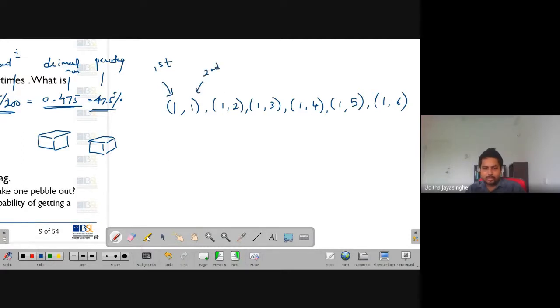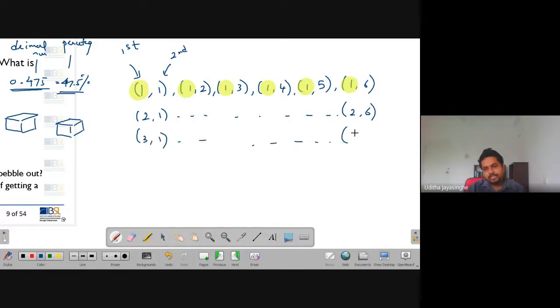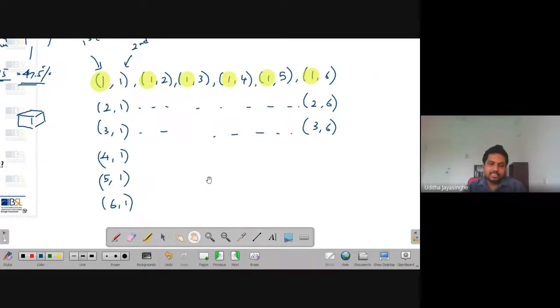See, the first dice, I'm going to lock it here. I'm going to lock it with 1. Fine. Now you can think something like this. If I lock the first dice again to number 2, similarly there will be numbers like here, 3, again numbers like here, 4, 5 and 6. Now this is the complete picture.